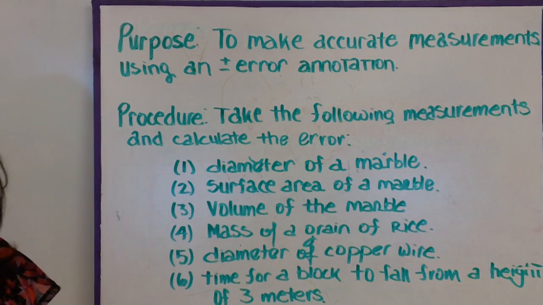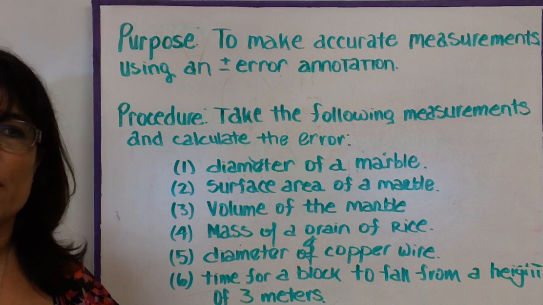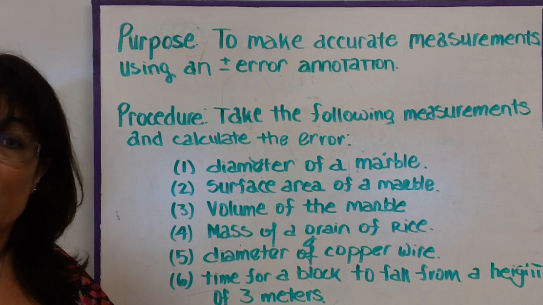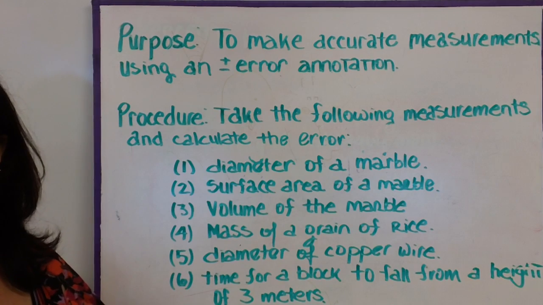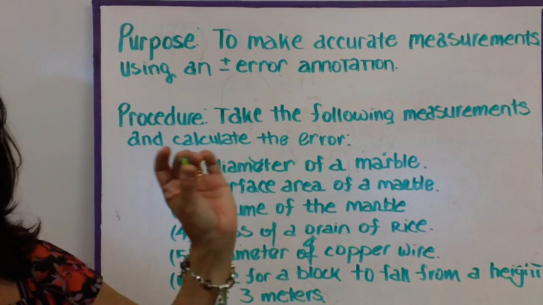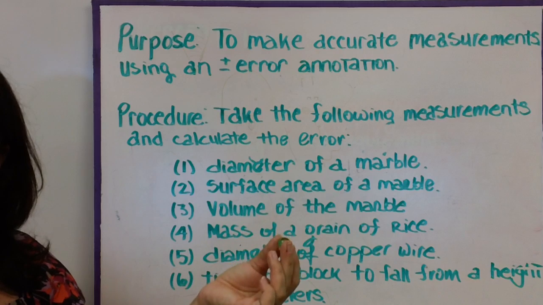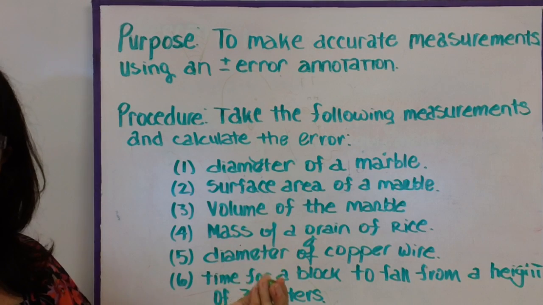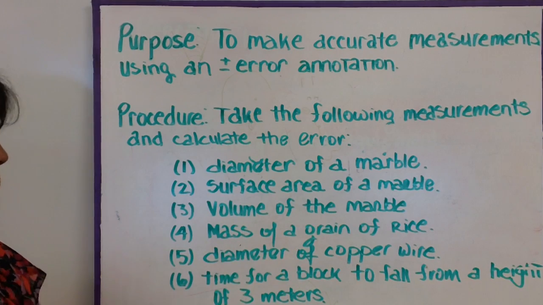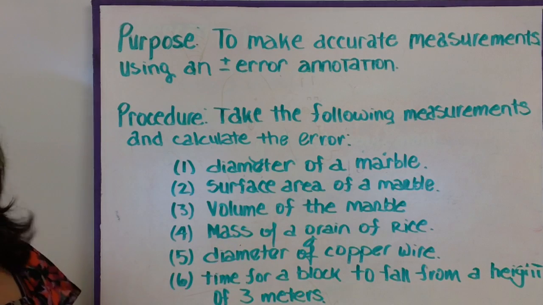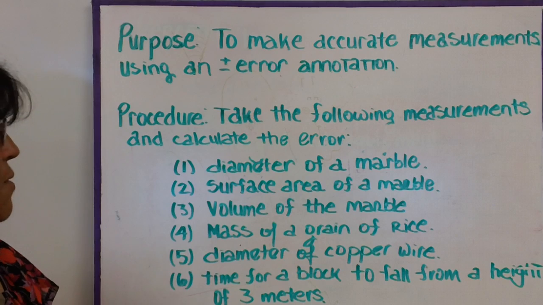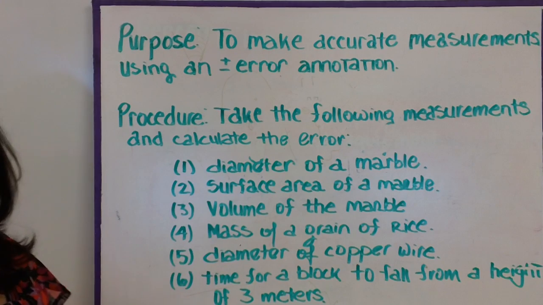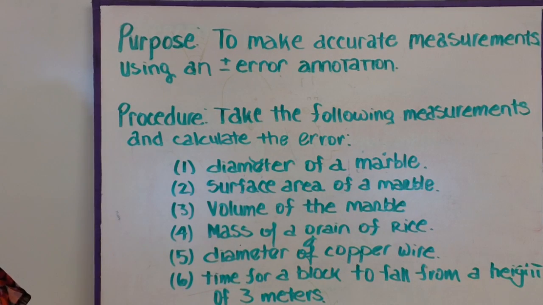The other thing we're going to be doing is taking the surface area of a marble. Well, the surface area of a marble has a formula, so you're going to have to know that formula, and it's going to be based on the radius. The radius is what we measured, half of the diameter, so you're going to have to take that error included. You're also going to find the volume of the same marble, and you're going to be using the formula as well.